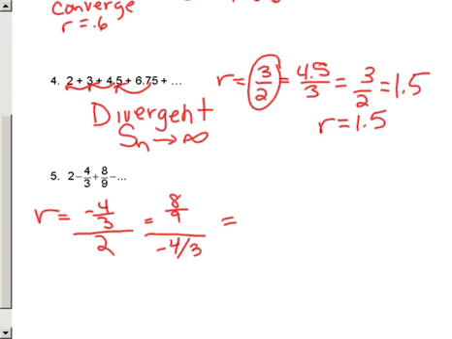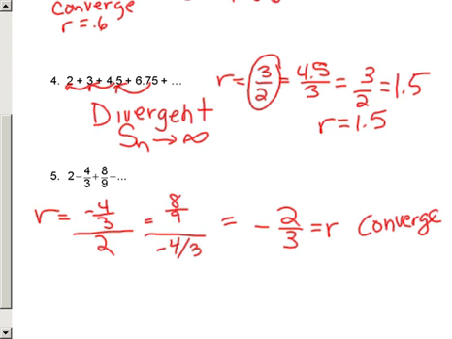Okay, so divide those. Find your r. You take A2 divided by A1 or A3 divided by A2, and that should be the same number. Find r. You should get negative 2/3. So is this convergent or divergent? This one will converge. So you use your formula at the top.